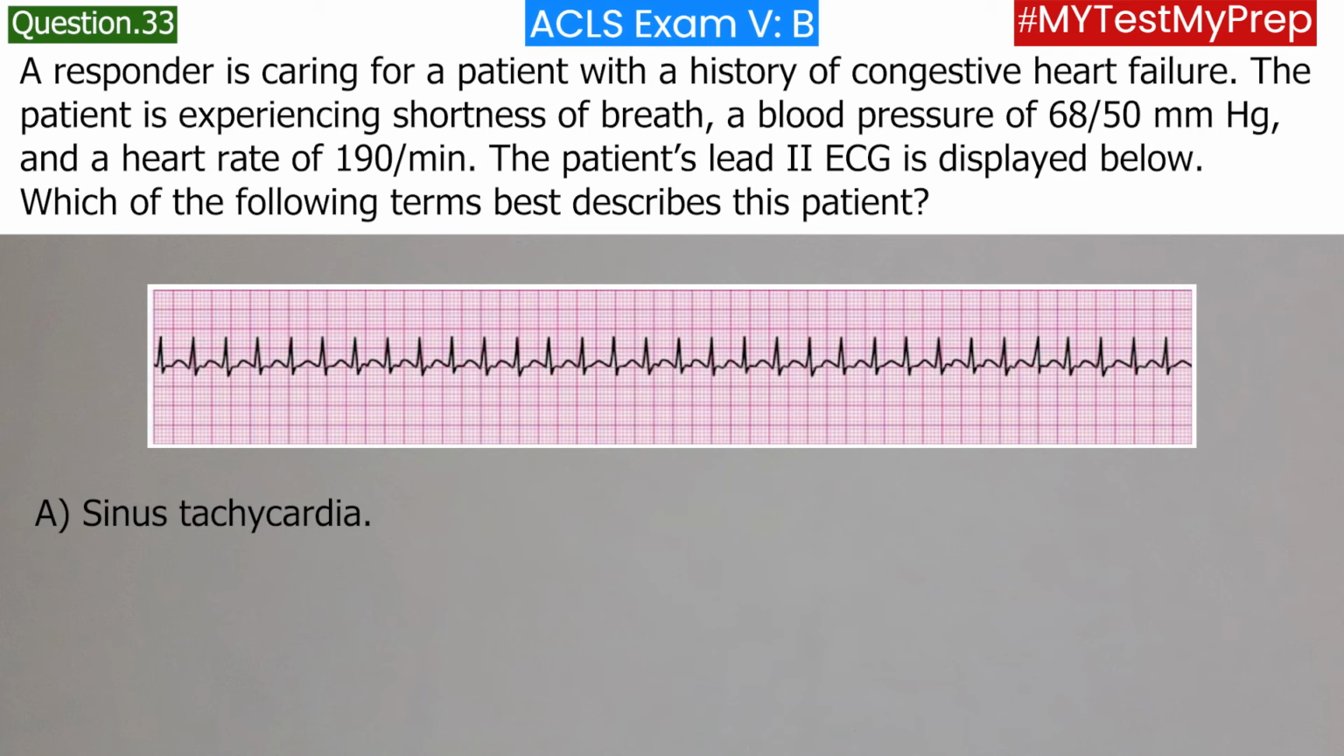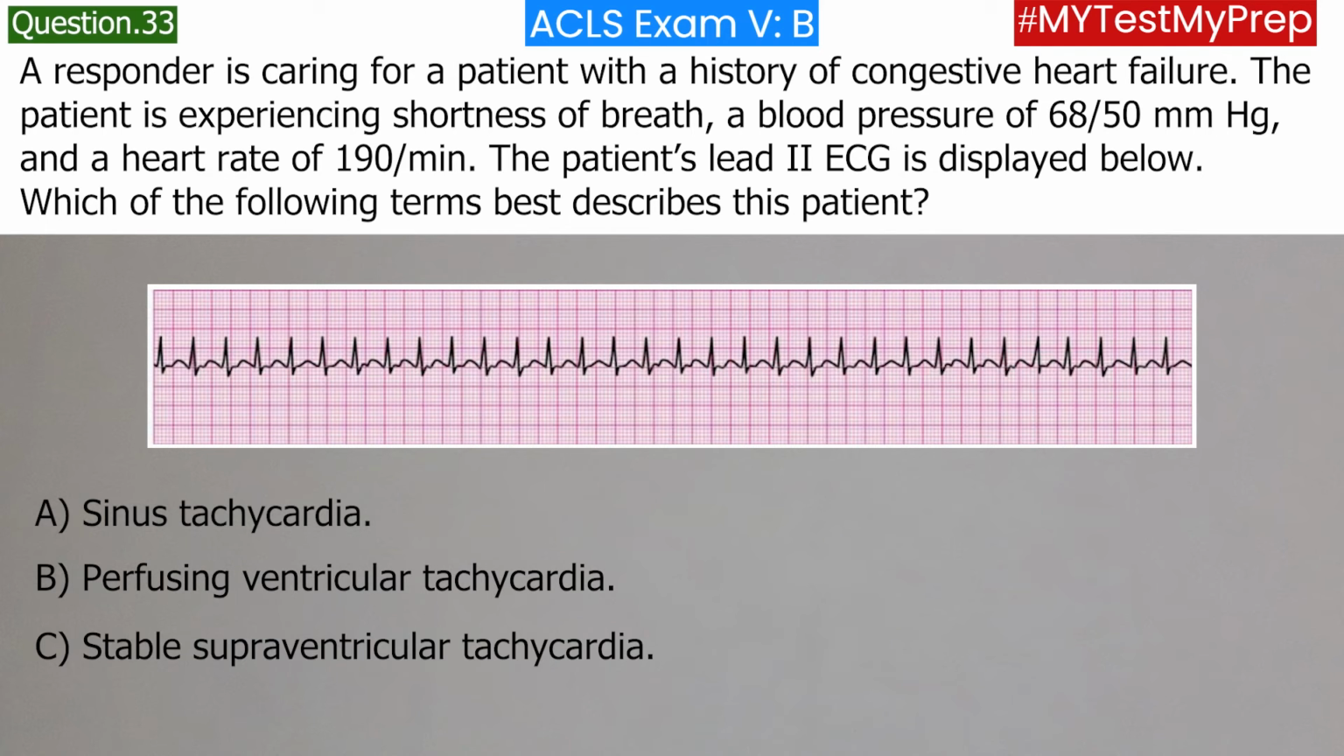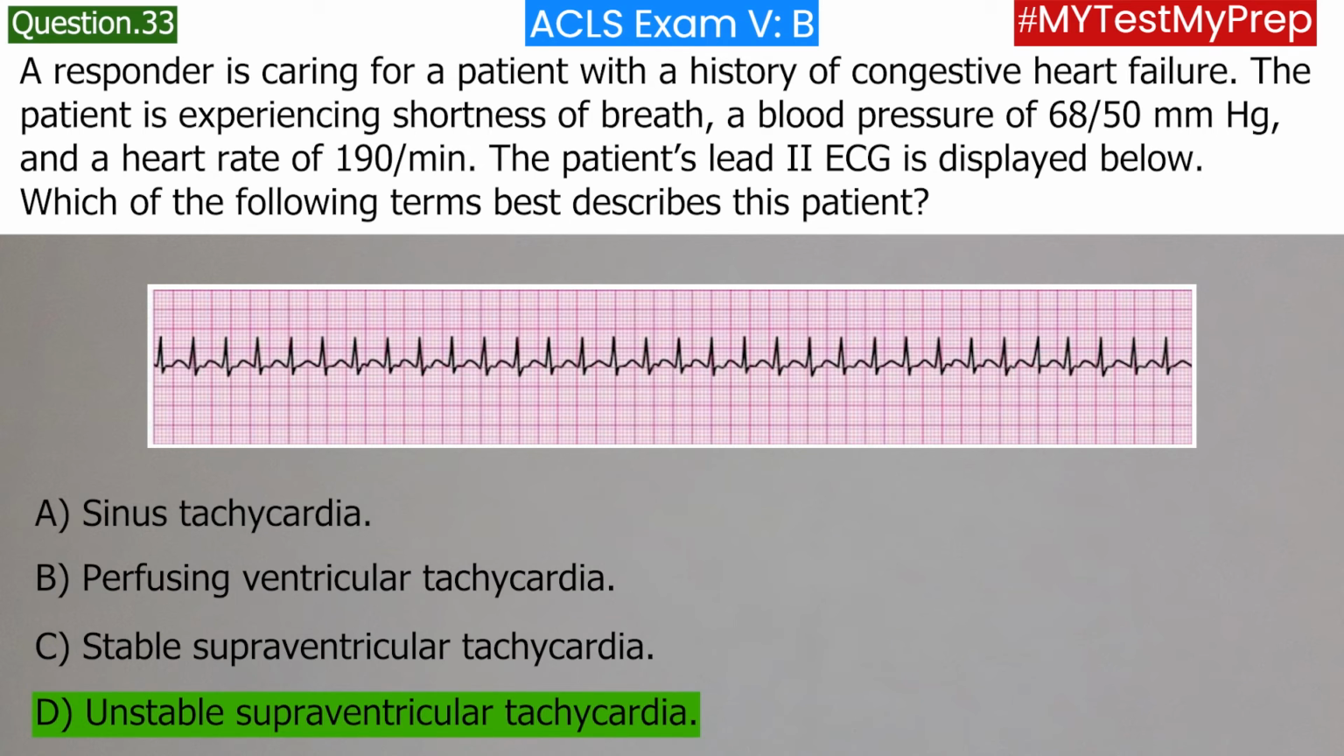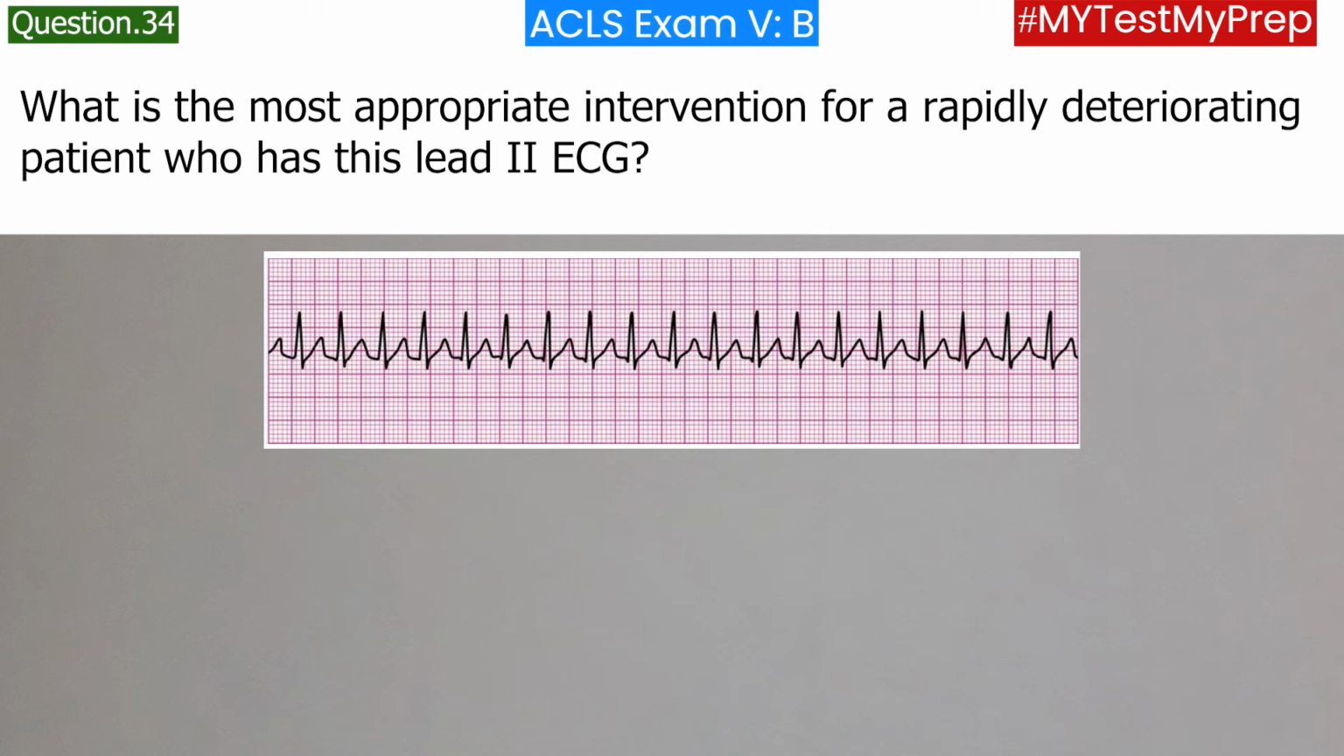A. Sinus tachycardia. B. Perfusing ventricular tachycardia. C. Stable supraventricular tachycardia. D. Unstable supraventricular tachycardia. Answer. D. Unstable supraventricular tachycardia. What is the most appropriate intervention for a rapidly deteriorating patient who has this lead 2 ECG?